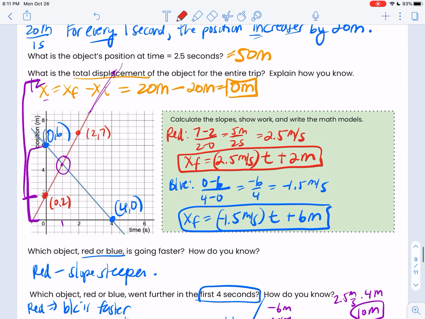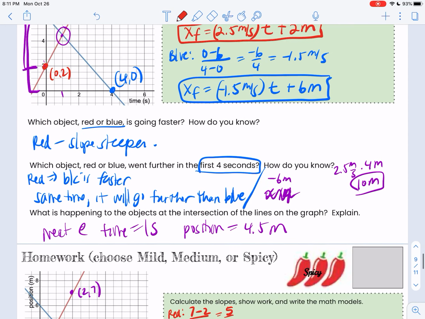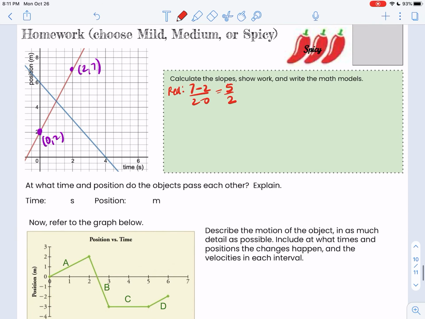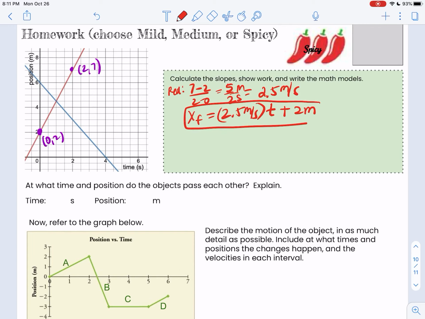Is that the same as this one was? I guess it was. I guess I didn't change the line for medium. Okay, so that's 5 meters in 2 seconds, so that's 2.5 meters per second. And it starts at a position of 2 meters. So XF equals 2.5 meters per second. That's the slope, times the X variable, which is time, plus 2 meters, the starting position.